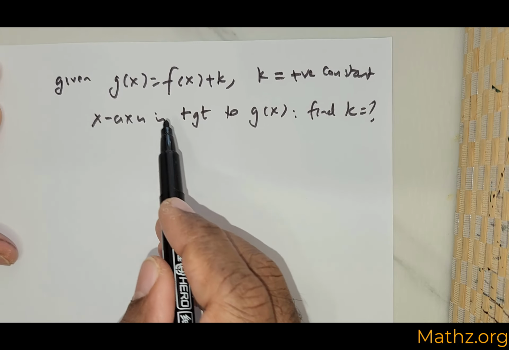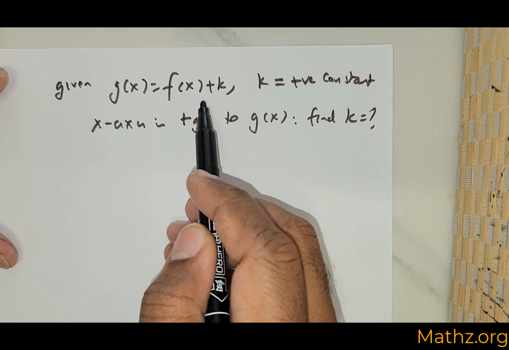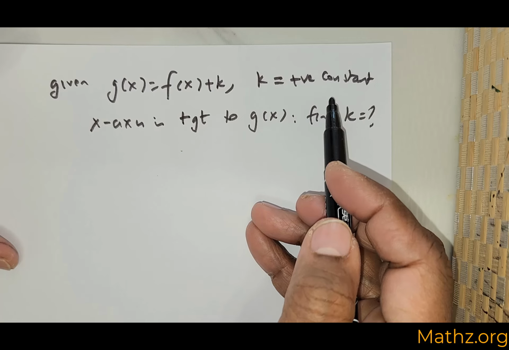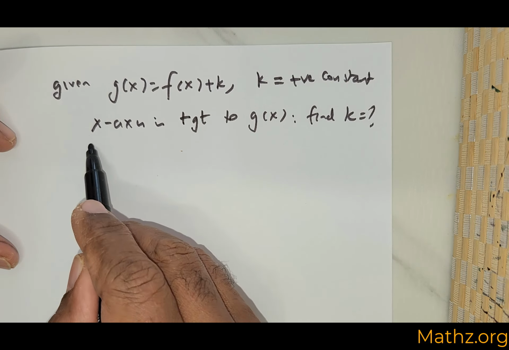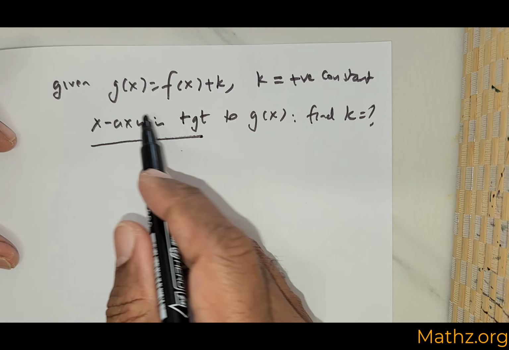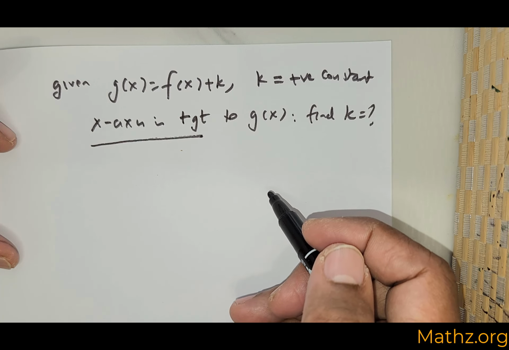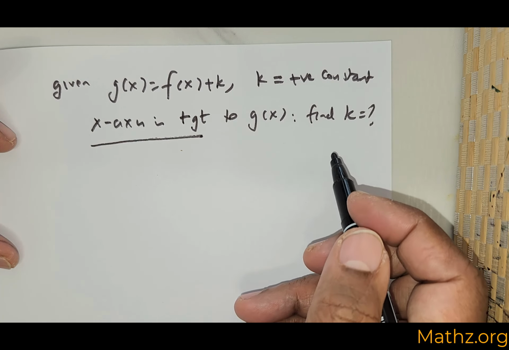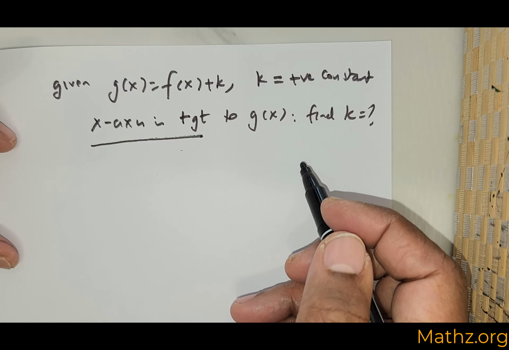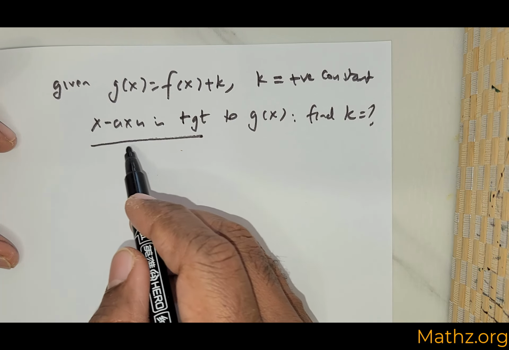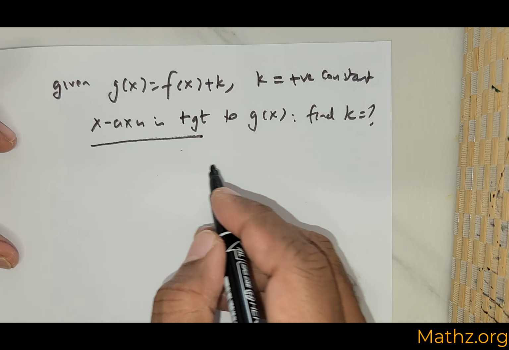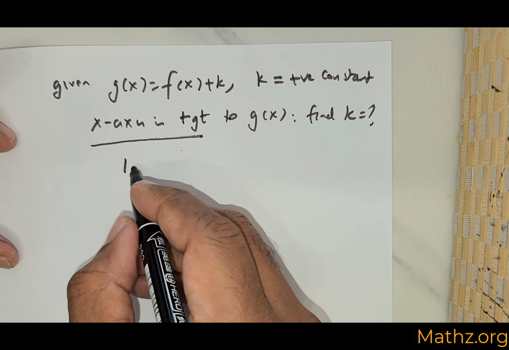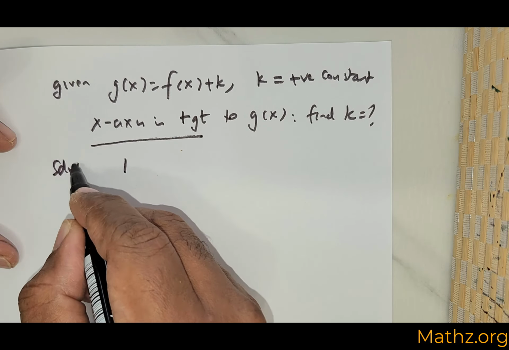This is the second part. We have been given g(x) is equal to f(x) plus k, k being a positive constant, and that the x-axis is a tangent to g(x). We are expected to find k. Now since it is stated that the x-axis is a tangent to g(x), this is possible. Let me write the solution like this.